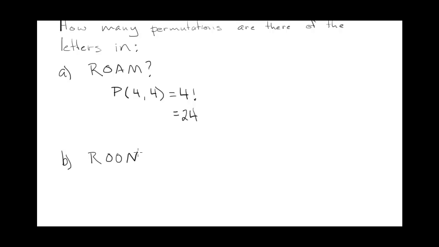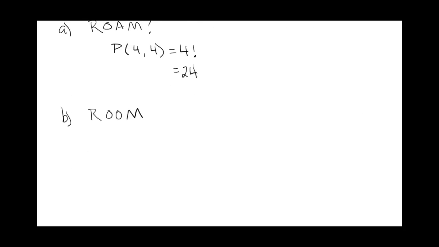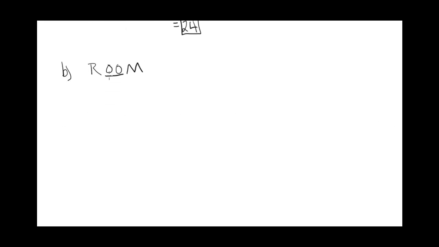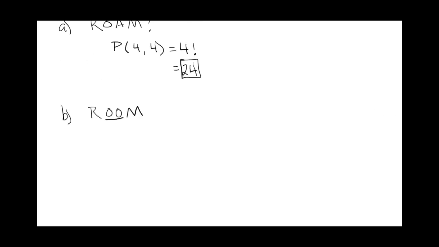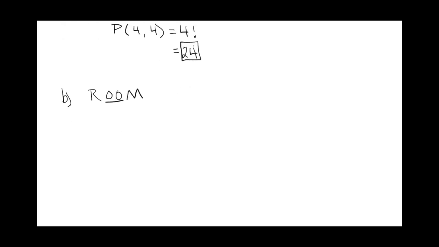Now B is going to be the word room. So you might say, okay, again, there's 4 objects, we're arranging all 4, so shouldn't there be 24? The problem in this example is that there's 2 O's, right? So when we came up with the 24, it's treating these 2 O's as distinct objects, as totally different.